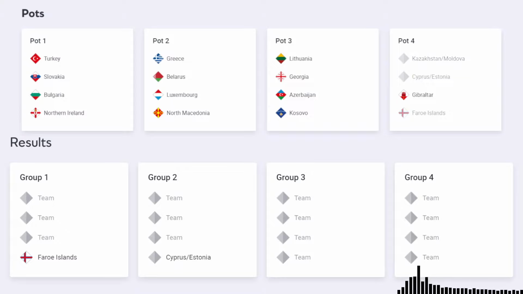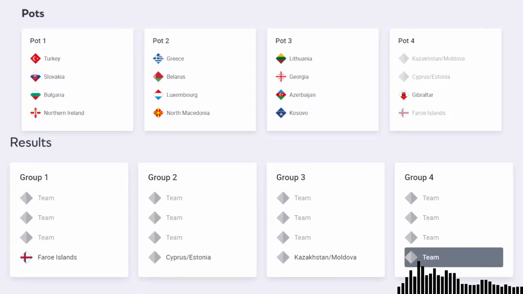So next is Gibraltar. Gibraltar has been sent to Group C4. League C is Group 4. Here, Gibraltar. We can see that in Group 1, Faroe Islands, and Group 2, Cyprus or Estonia, and Group 3, Kazakhstan or Moldova, and Group 4, Gibraltar.